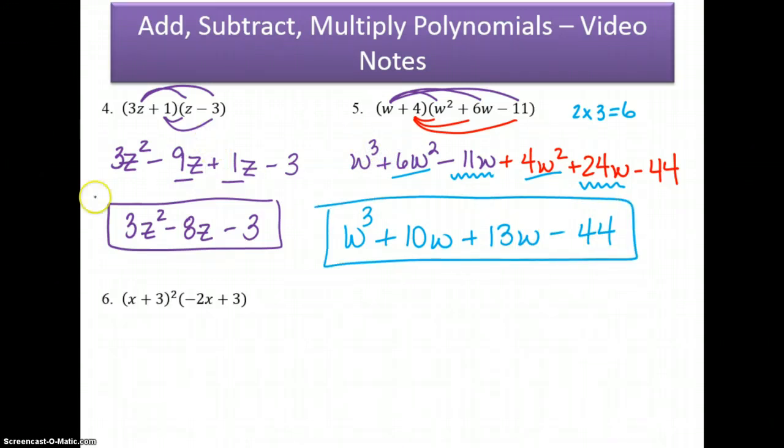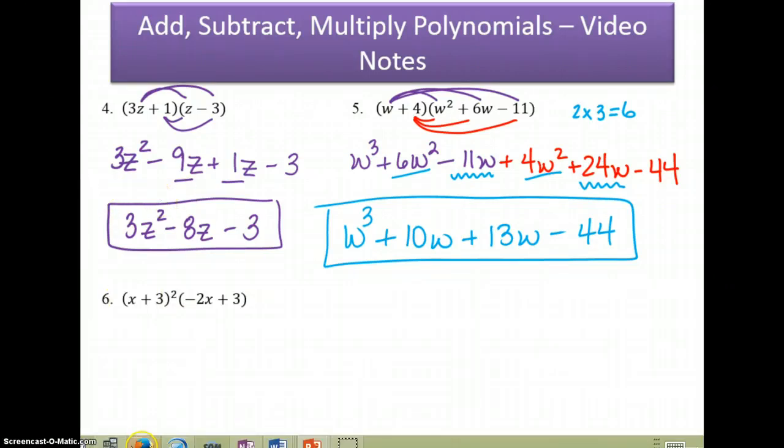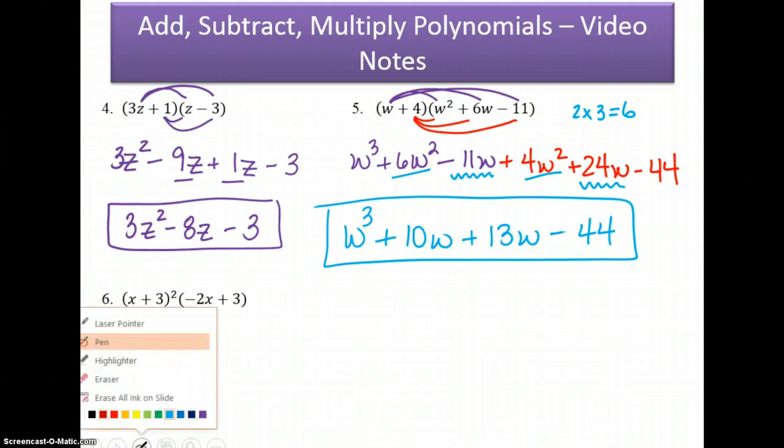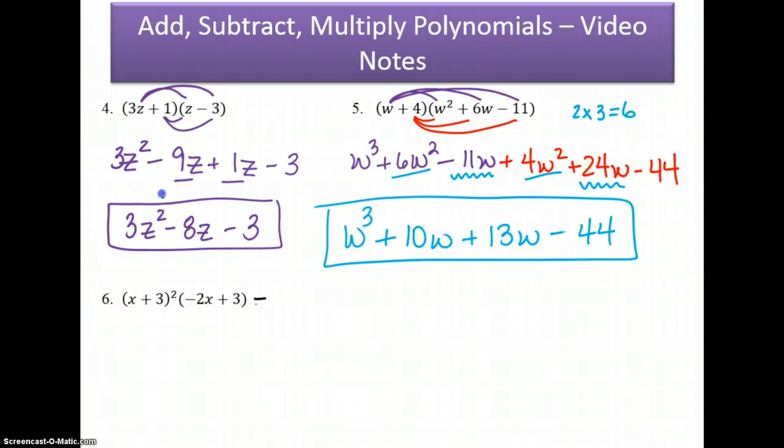Number 6, parentheses squared. What does squaring mean? Squaring means multiplying by itself. So actually what we have here is x plus 3 times itself times x plus 3 times negative 2x plus 3.